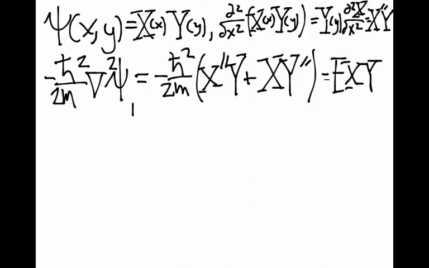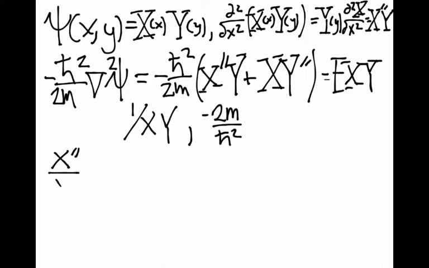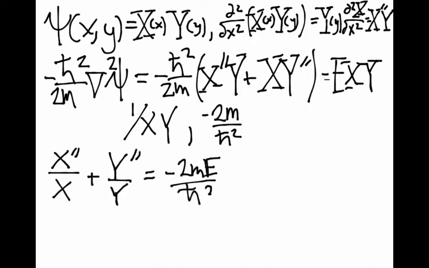And that's a good thing, because now I'm going to divide everything by xy, and I'm going to divide by minus 2m over h bar squared. So I'm going to move the minus h bar squared over 2m over to the energy side of the equation, and I'm going to bring that xy function over to the left-hand side. And that just gives us x double prime over x plus y double prime over y is equal to minus 2m times energy over h bar squared.